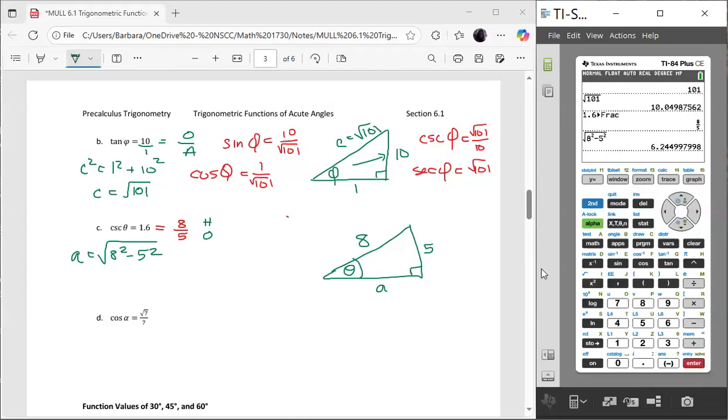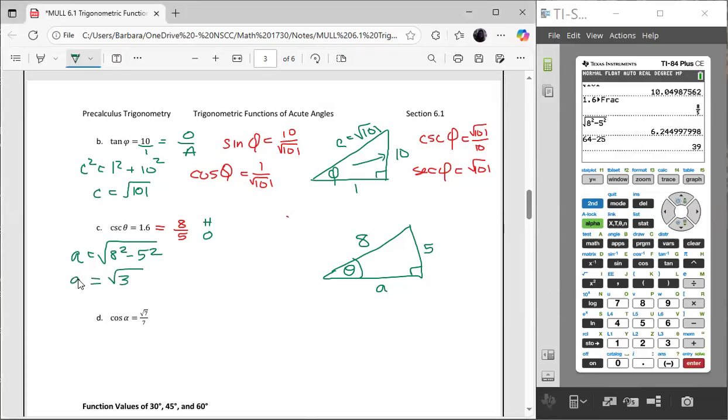Which is equal to, well, we can get it exact as well. So 8 squared is what? 64 minus 25 is 39. So A is equal to the square root of 39. And now we could find the rest of the 5 trig functions.